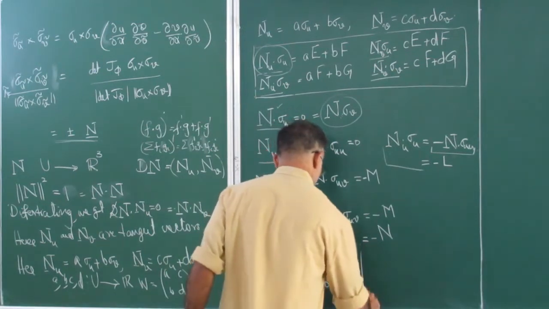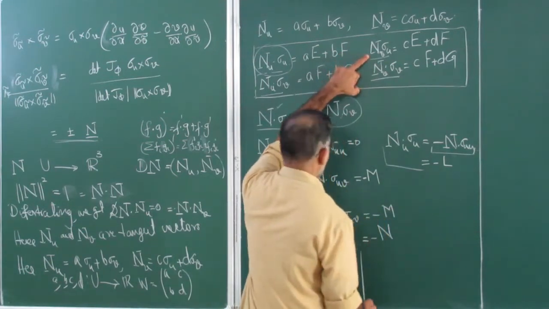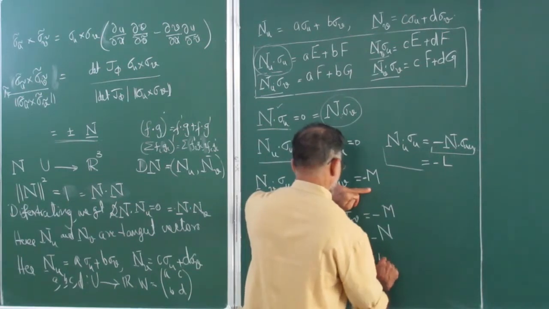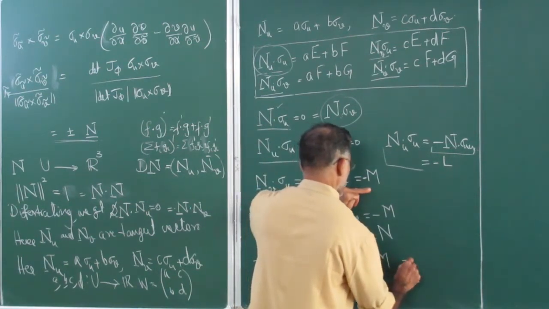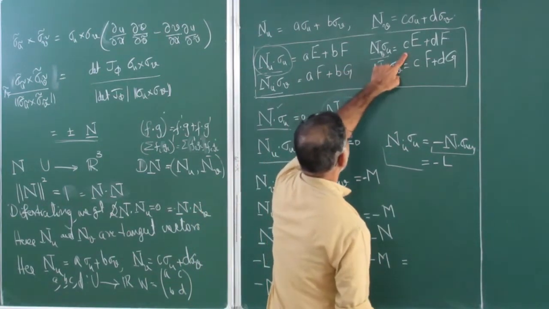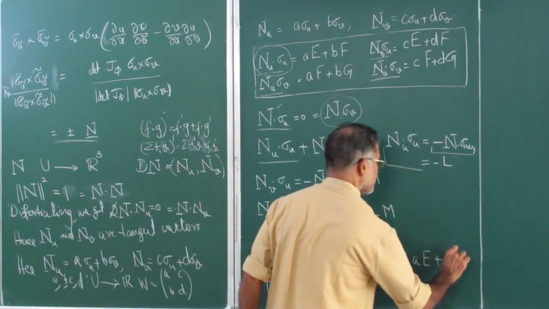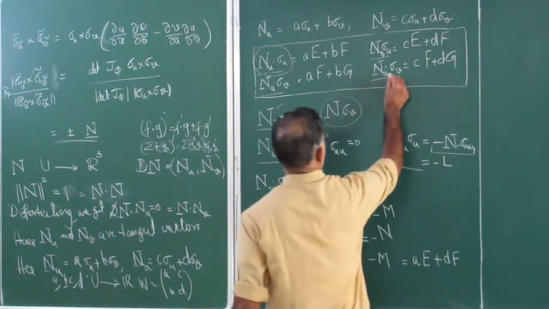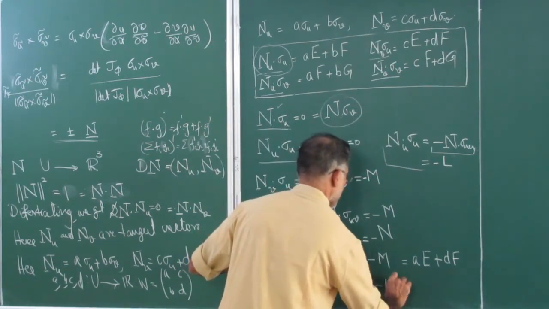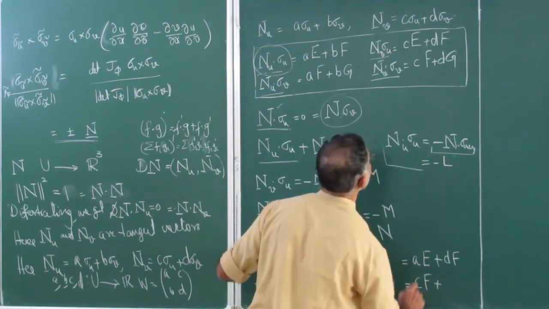Two more are there. What is the next one? n_v · σ_u. n_v · σ_u is again minus M, is equal to CE plus DF. And then finally n_v · σ_v. n_v · σ_v is minus N. Minus N is equal to CF plus DG.